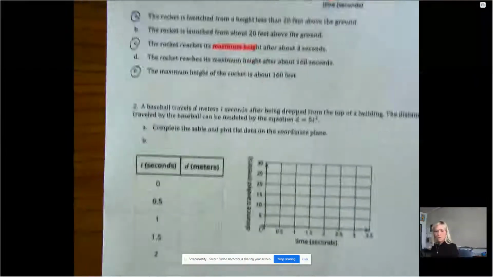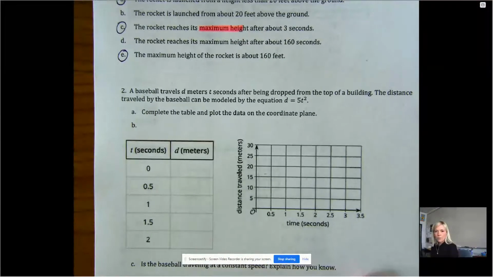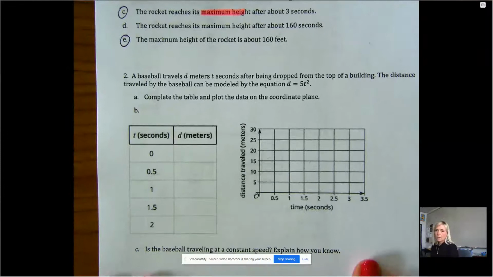All right, on number 2, it's about a baseball that travels D meters T seconds after being dropped from the top of a building. The distance traveled by a baseball can be modeled by this equation. D equals 5 times T squared. Okay, so 5 times T squared.